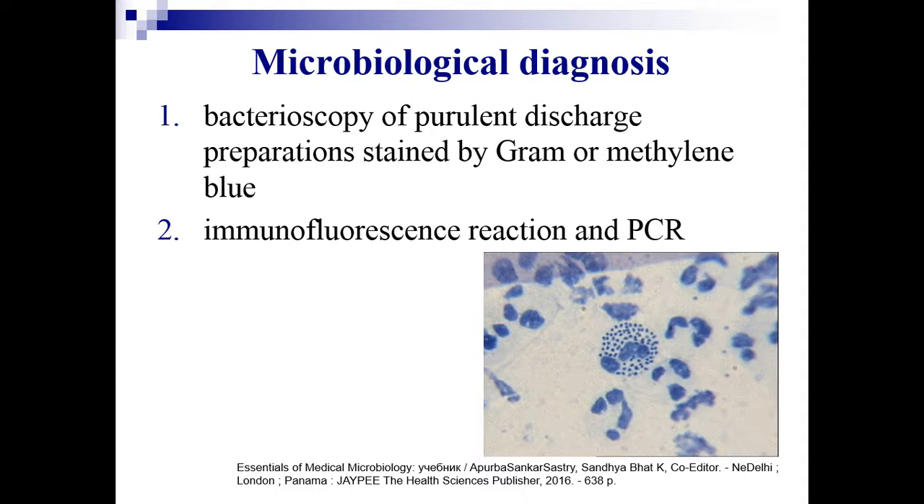Blood and synovial fluid cultures should be done in suspected cases of disseminated gonococcal infection on enriched media, such as lysed blood agar, Vitox supplemented agar, and chocolate agar. And for serotyping we use PCR and immunofluorescent reaction.